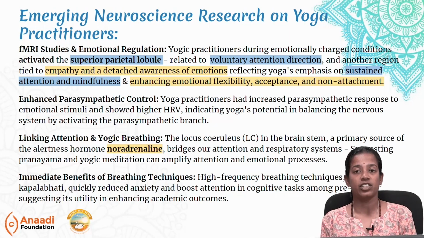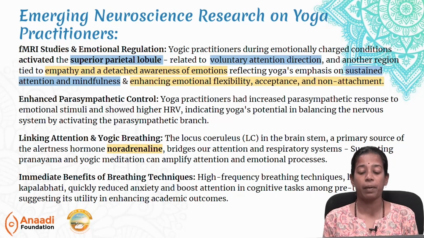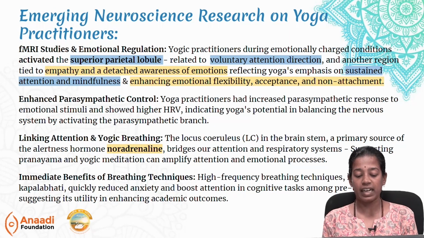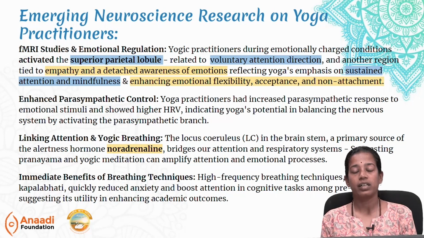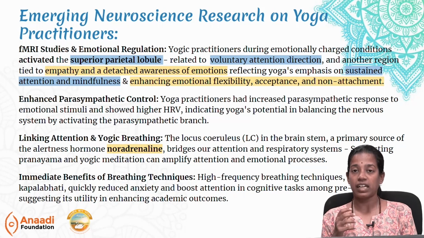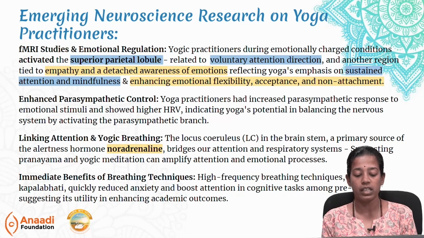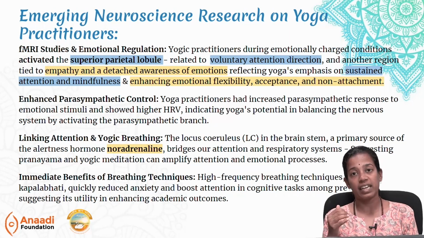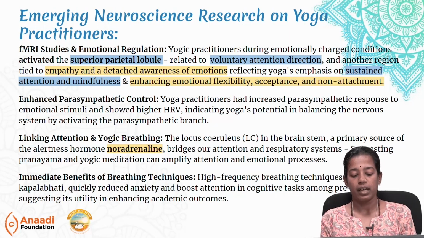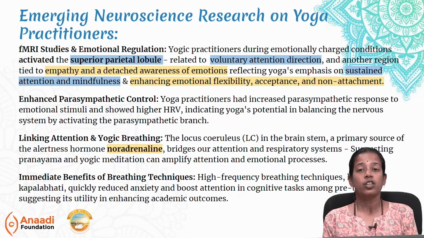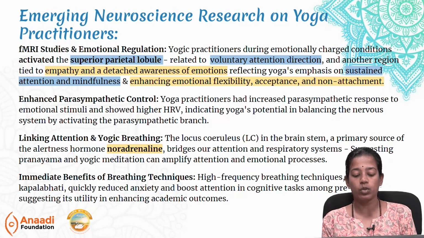The next research study that I would like to highlight at this juncture is that of the enhanced parasympathetic control. Yogic practitioners genuinely had an increased parasympathetic response to emotional stimuli, and their HRV, the heart rate variability, was also high because of that. That is a good thing, because it indicates that yoga has the potential in balancing the nervous system using the parasympathetic branch. That is what this proves.